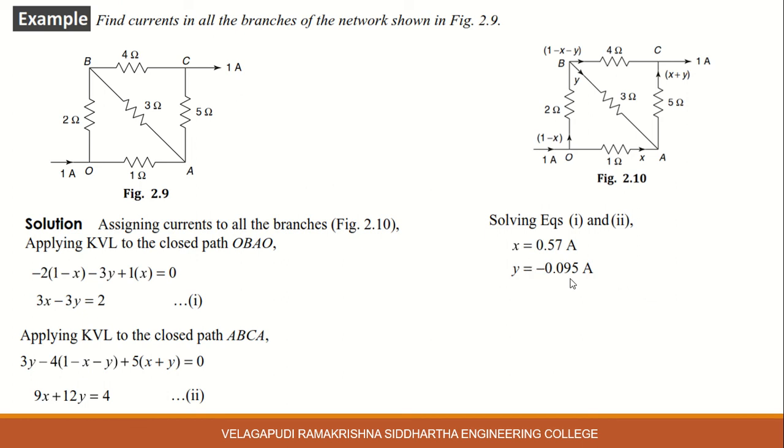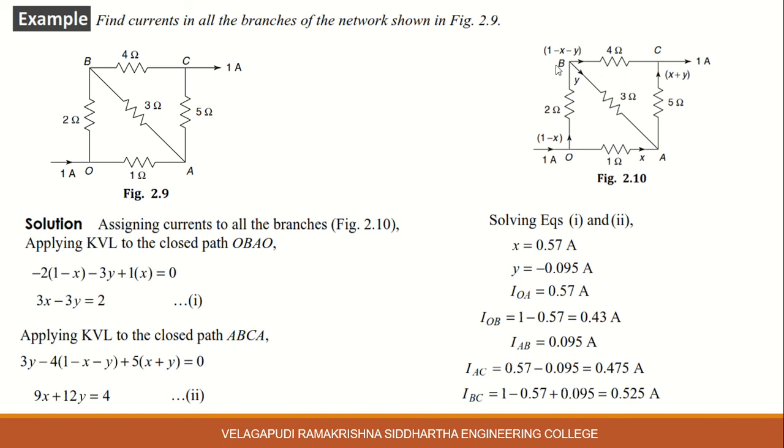By solving equations 1 and 2, we get X equal to 0.57 amperes, Y equal to minus 0.095 amperes. Now calculate all the branch currents. IOA is 0.57 amperes. IOB, that means O to B, is 1 minus X, 0.43 amperes. IAB means Y. IAC is X plus Y, where X is 0.57 amperes and Y is minus 0.09 amperes. IBC is 1 minus X minus Y.